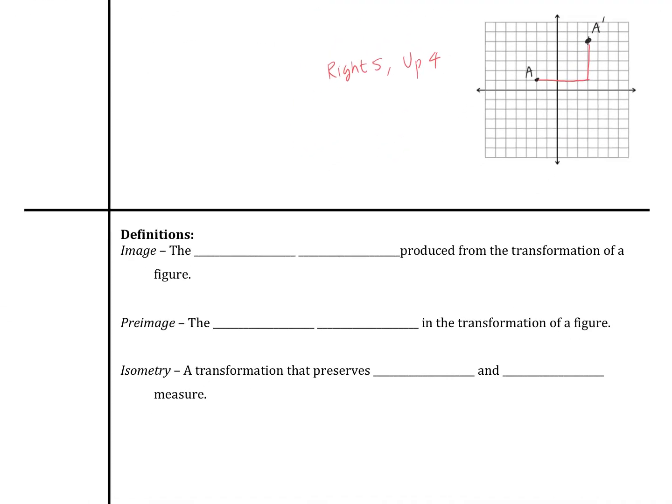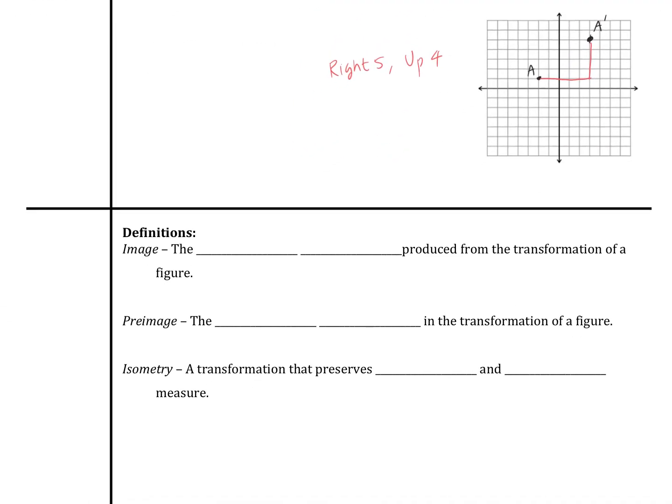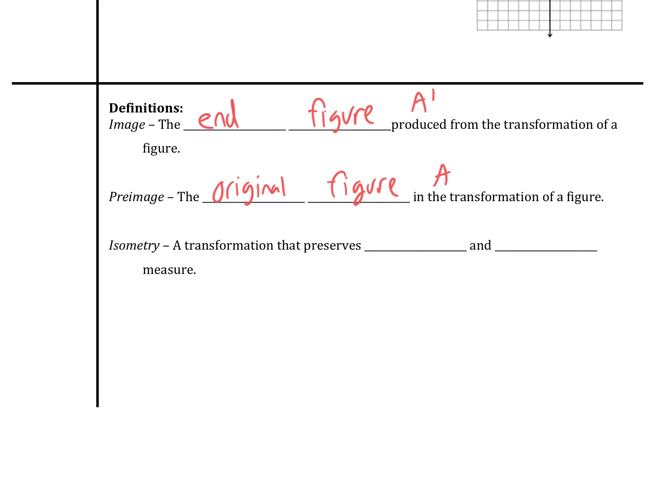All right, so we have some things to fill in here. We have what's called an image. The image is the end figure produced from the transformation. So that would be A prime in this case. The pre-image is the original figure, like A, where you start. And an isometry is a transformation that preserves shape and size.